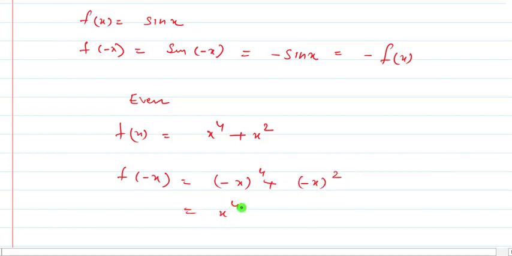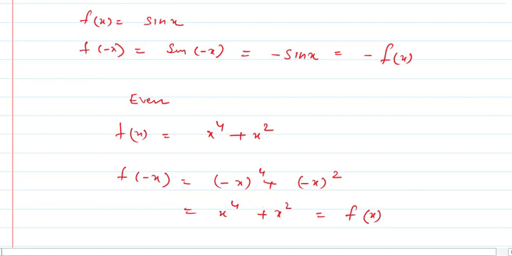So after simplifying powers, we are getting x power 4 plus x square, which is nothing but simply f(x). So as I have written, when f(-x) is equal to f(x), it is called an even function. One more example of an even function you can take, f(x) is equal to cos x, because cos(-x) is plus cos x, which will remain again f(x).